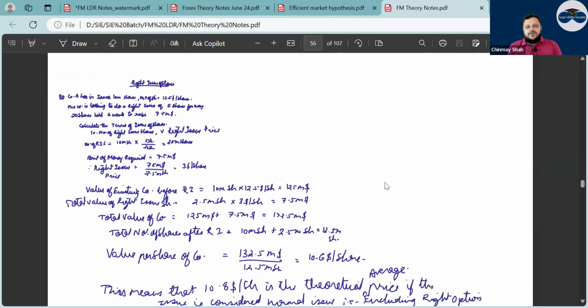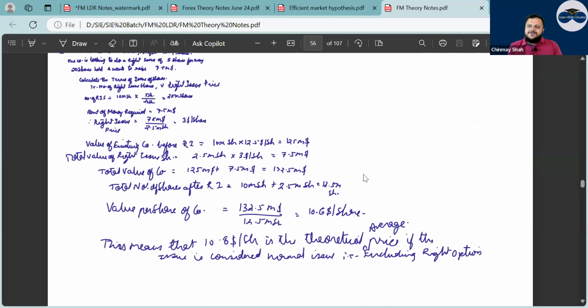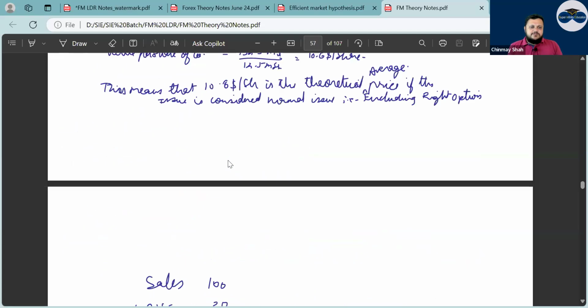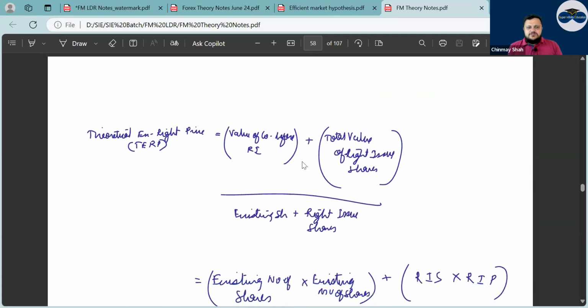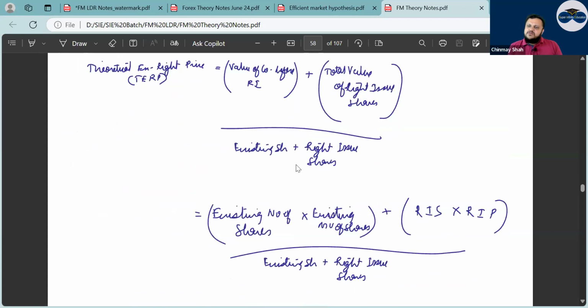Coming to right issue of shares, you have the formulas. What is theoretical ex-right price, TERP? What is the TERP formula? Existing number of shares into existing market value, plus right shares into right share price, the whole divided by existing shares plus right shares issued. That gives you TERP. Then what is the value of right per existing shareholder? Have a look at the theoretical ex-right price. Are you okay?